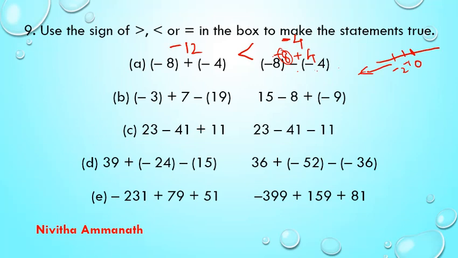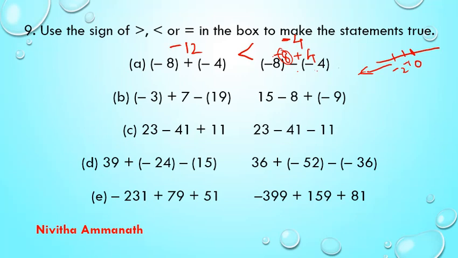Left side, it is the smallest. So, minus 2 is greater than minus 3. Minus 4 is greater than minus 5. Like that. So, minus 12 is less than minus 4.